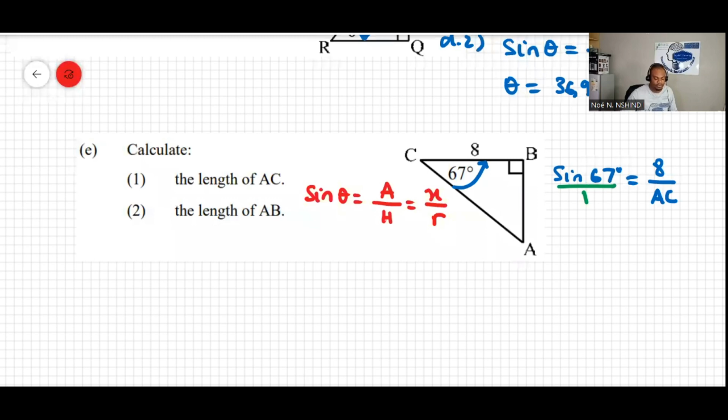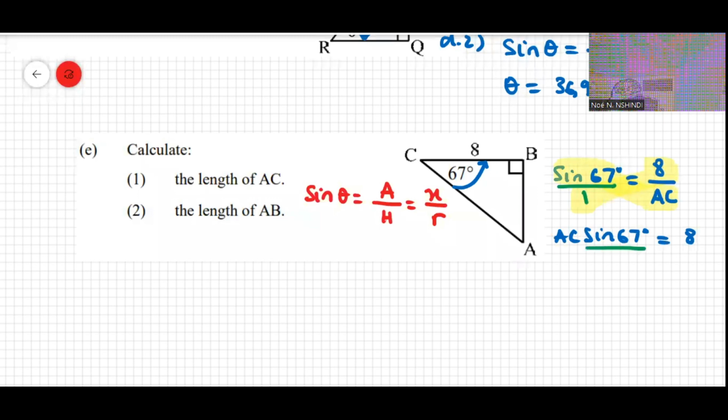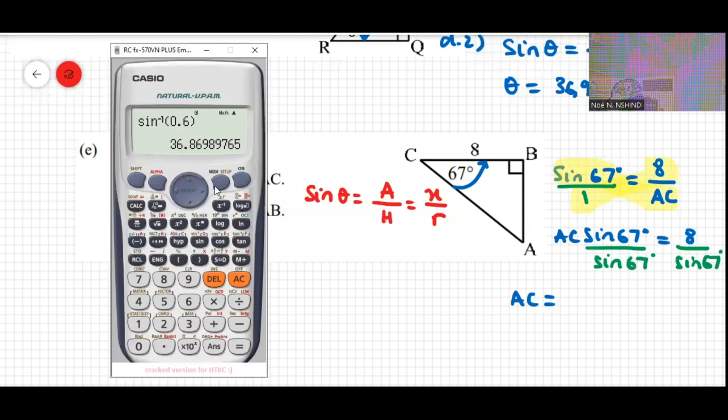One over... and then we will do sine 67 degrees times AC, and then 1 times 8. So that makes AC times sine 67 degrees equal to 8. Now, to get the value of AC, you can divide both sides by sine 67 degrees. Then AC will be equal to, you can use a calculator, 8 over sine of 67 degrees. AC will be 8.7.